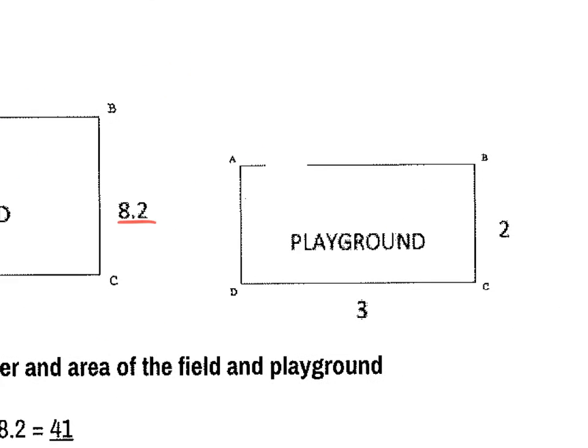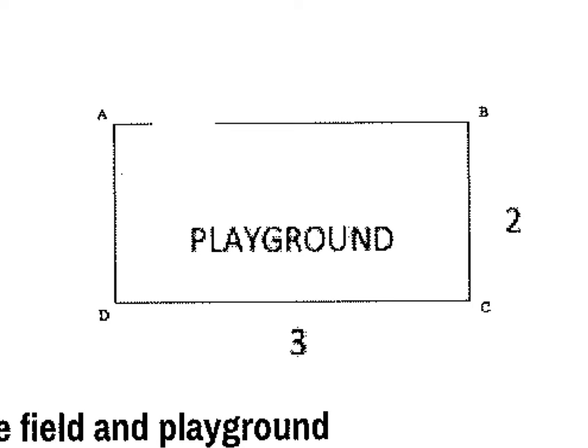Now I'm going to do the same thing for the playground. Again, if this side is 3, this side is 3. If that's 2, this is 2. So I'm going to find the perimeter and the area. Perimeter's all the way around, so 3, 3, 2, and 2. Going to add those together real quick. Oh, I'm sorry, perimeter is 10. Now I just do 3 times 2 for my area, base times height, and I get 6.